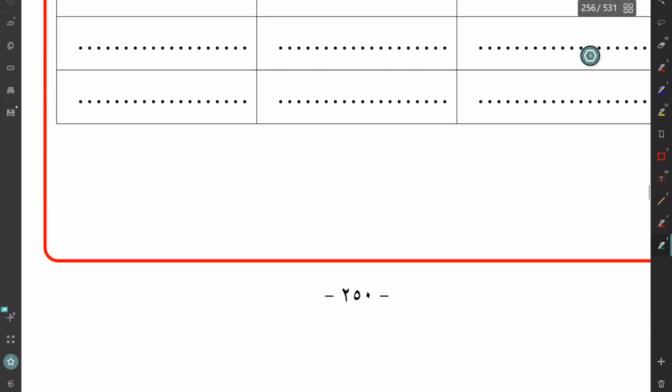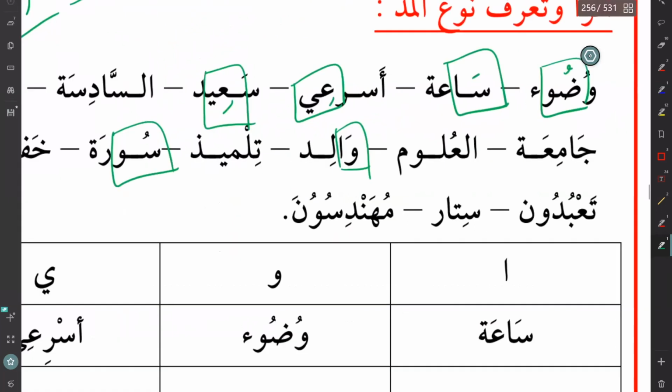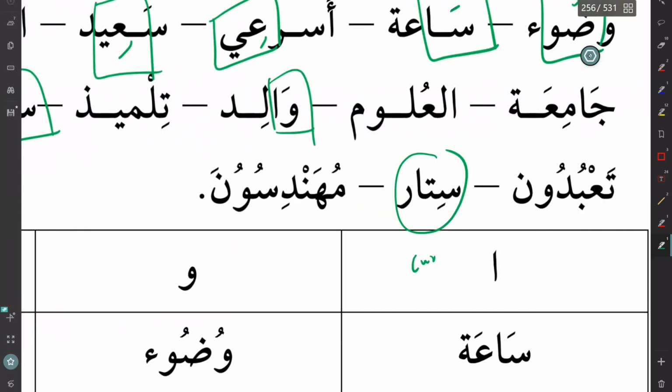What does sitar mean in the last page? Sitar is curtain, like a veil. So for example, the window curtain that you have, you'll call sitara. Sitara with the ta marbuta, right?